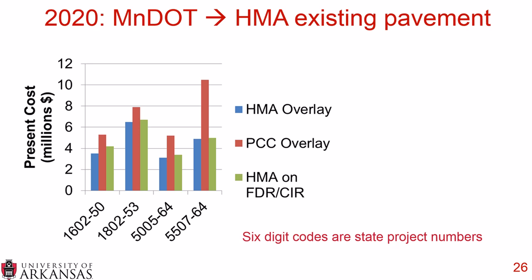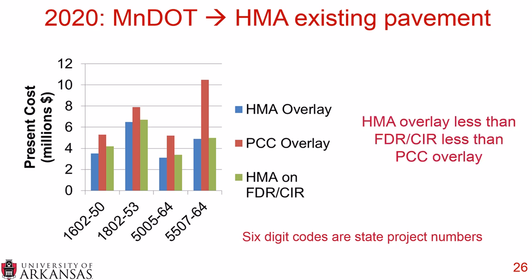Now, finally, we're going to finish with a bunch of examples from Minnesota DOT. This is all done in 2020. They have a very nice document that has many different projects that they analyzed. And these are all where HMA is the existing pavement. These 6-digit codes along the y-axis are state project numbers, but here you can see they looked at an HMA overlay, a PCC overlay, and hot mix asphalt on either FDR, full depth reclamation, or CIR, cold in place recycling. And you can see the HMA overlay is always less than the FDR or CIR, and those are always less than the PCC.